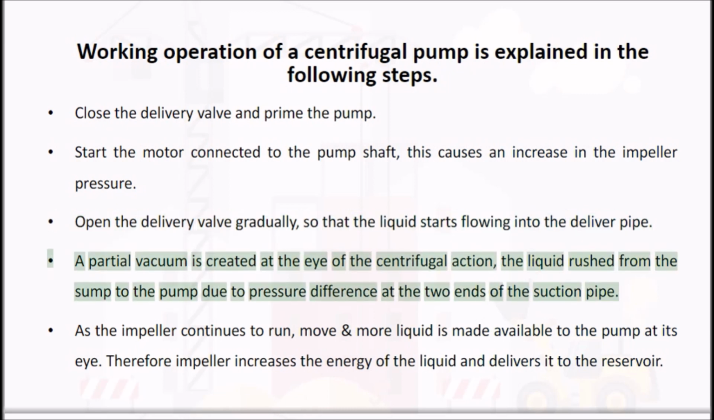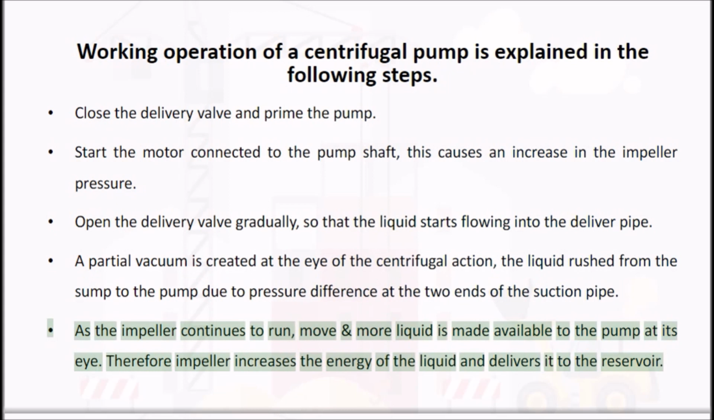A partial vacuum is created at the eye of the impeller by the centrifugal action. The liquid rushes from the sump to the pump due to the pressure difference at the two ends of the suction pipe. As the impeller continues to run, more and more liquid is made available to the pump at its eye. Therefore, the impeller increases the energy of the liquid and delivers it to the reservoir.